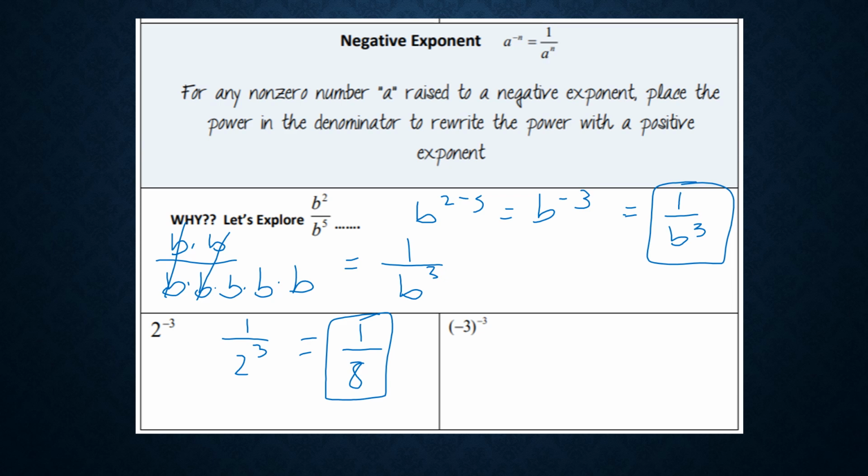In the third example here, when we rewrite this, because it's negative 3 to the negative third power, we want to put the negative 3 to the negative third in the denominator because that will make the exponent positive. We still have a negative 3 inside those parentheses. If we simplify this further, we get 1 over negative 27.